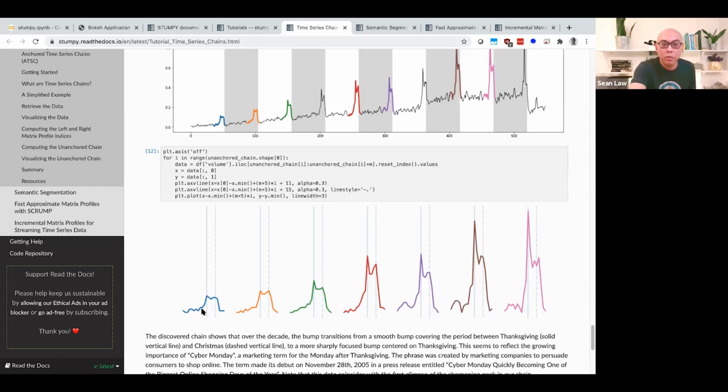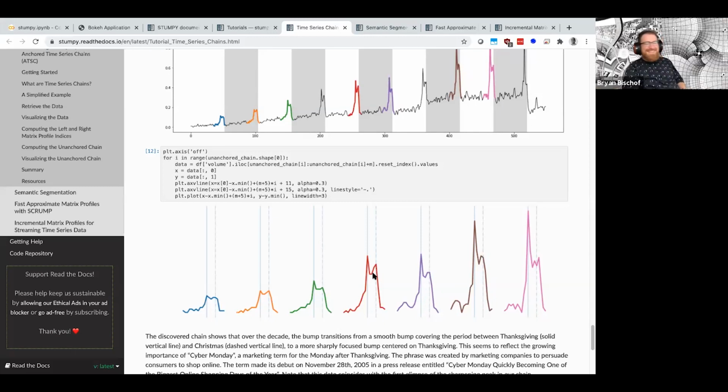But what you'll also notice is that these subsequences aren't identical. But this idea of time series chains actually shows you that these are somewhat similar. These are each other's nearest neighbors. But what you'll notice is that over time, as you increase this, there's this two humps, this bimodal thing happening. Thanksgiving and Christmas. Exactly. So the first hump is Thanksgiving, and the second one is the Christmas holiday season.